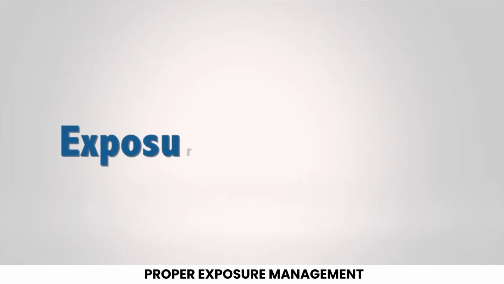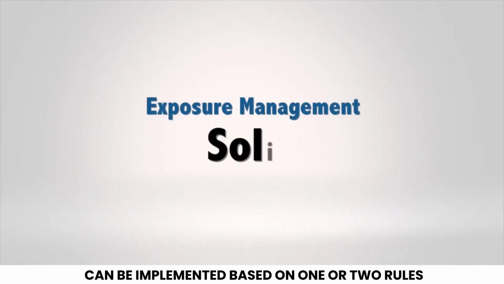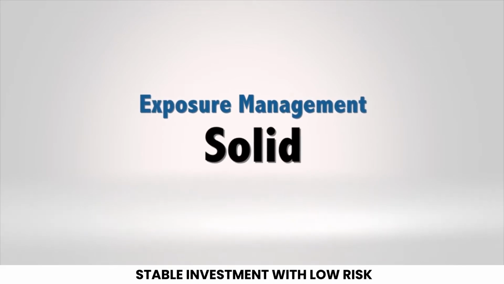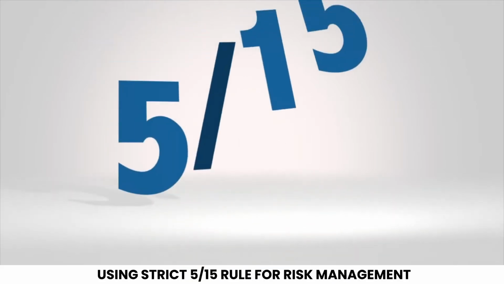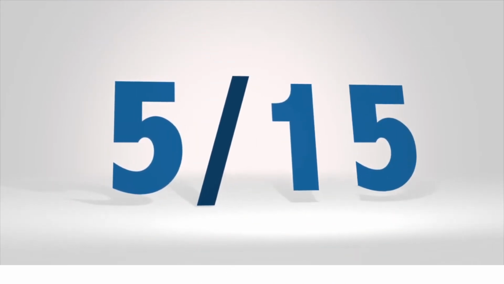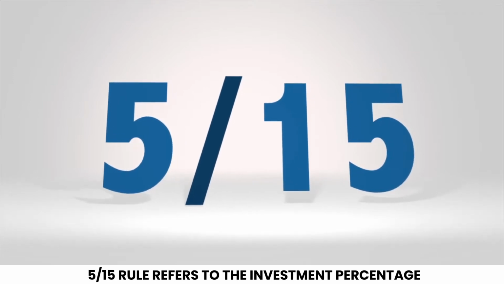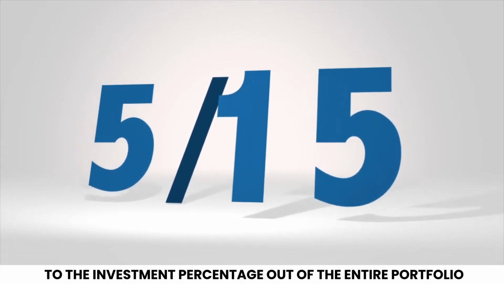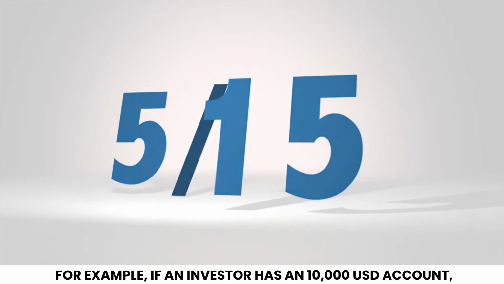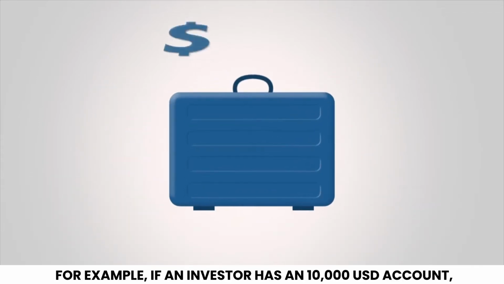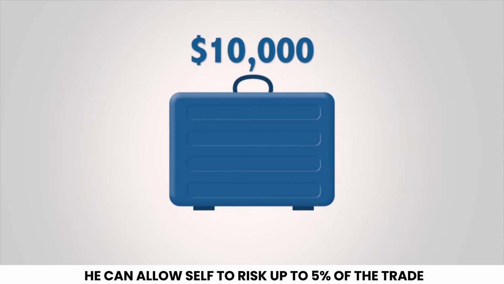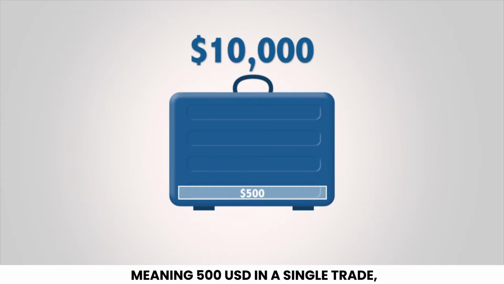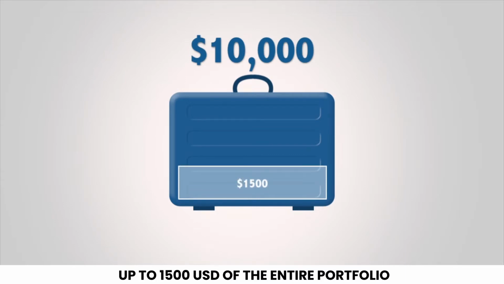Proper exposure management can be implemented based on one of two rules: stable investment with low risks using the strict 5/15ths rule for risk management. 5/15ths refers to the investment percentage in a single trade relative to the investment's percentage out of the entire portfolio. For example, if an investor has a $10,000 account, he can allow himself to risk up to 5%, meaning $500 on any single trade, and up to $1,500 of the entire portfolio.